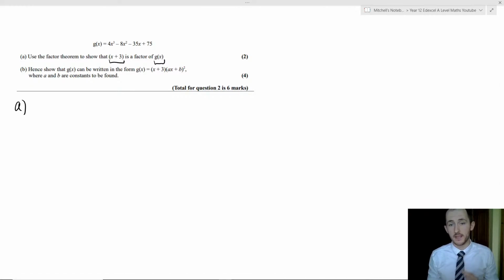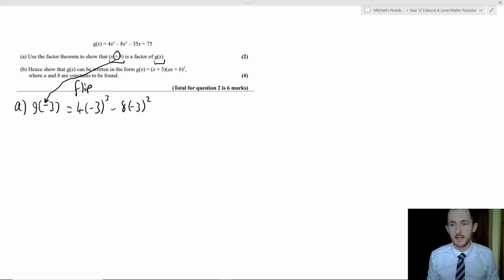The way I show this is if I do g of minus 3. I need to flip the sign here. And then to show that, we actually need to do the substitution. So 4 times minus 3 all cubed minus 8 minus 3 all squared minus 35 times minus 3 plus 75. Again, this is kind of long, so all you need to do is substitute that into your calculator.